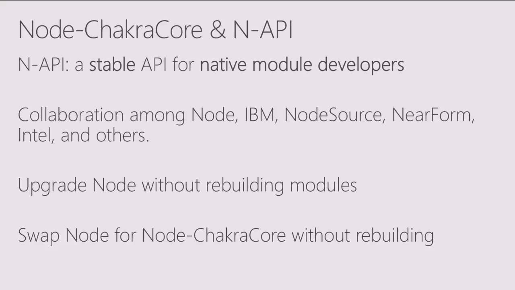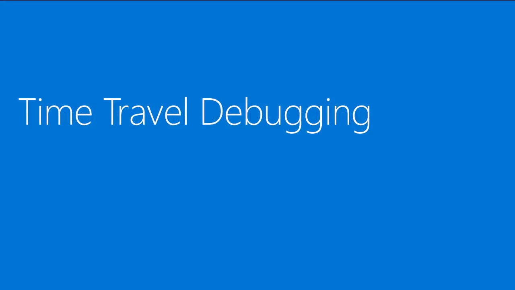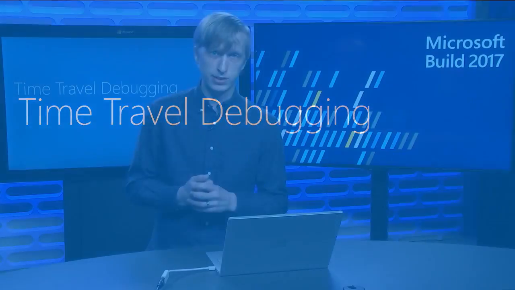So that's really exciting. And you might be wondering at this point, okay, so I can switch Node. I can use Node ChakraCore. I can switch it in without recompiling. Why would I want to do that? Well, one of the reasons is we think we can really help improve the debugging experience that Node developers have on a day-to-day basis. So I have a quick demo of a feature that we've been working on for a while here called time travel debugging.